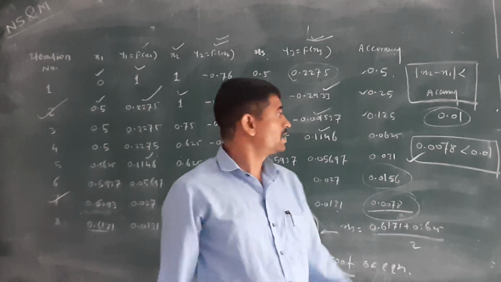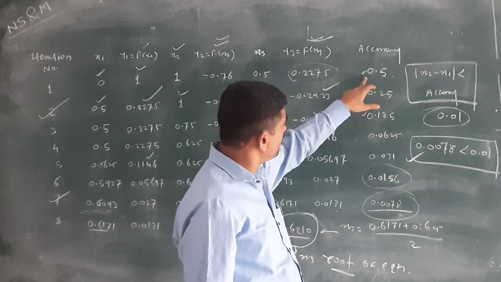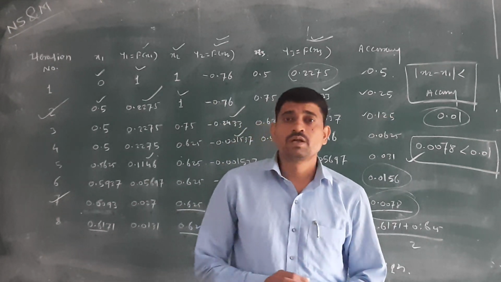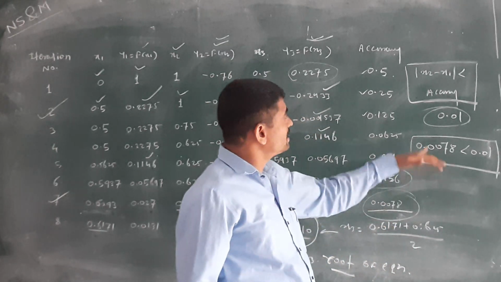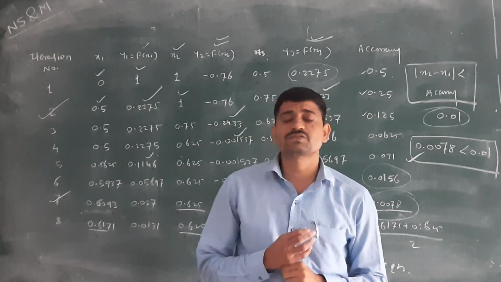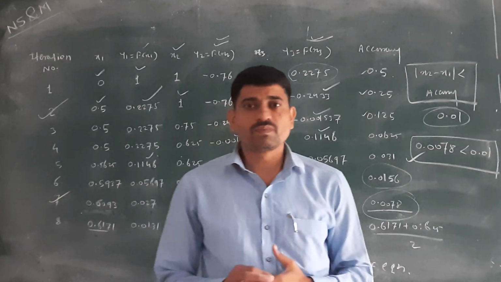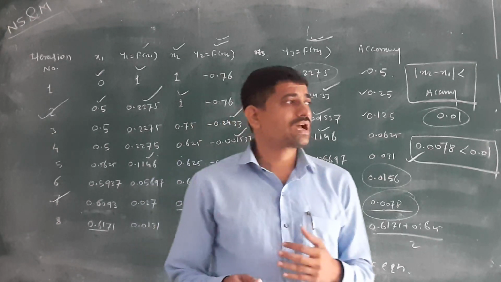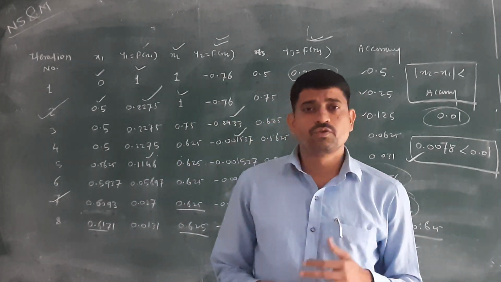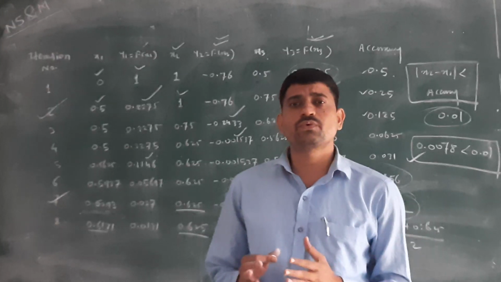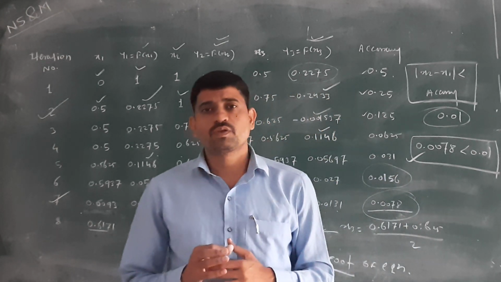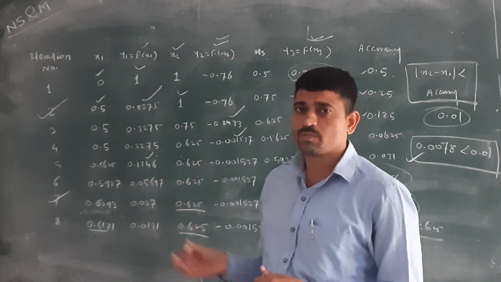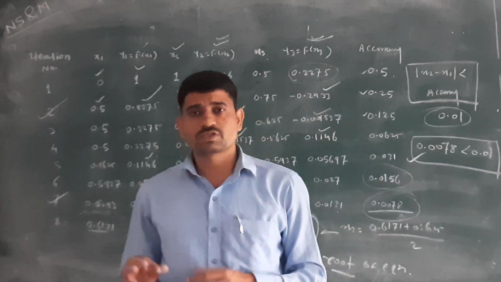This condition is satisfied. If this condition is not satisfied, then you have to repeat step number 2 to 5 till this condition is satisfied: mod of x2 minus x1 is less than accuracy. Okay, are all of you getting it? If you have any problem in the bisection method, then we will solve 2 to 3 numericals on that. But you have to try yourself at home. Okay, if you are not getting it, then I will take a second numerical in the next lecture. Today we will stop here. Thank you.